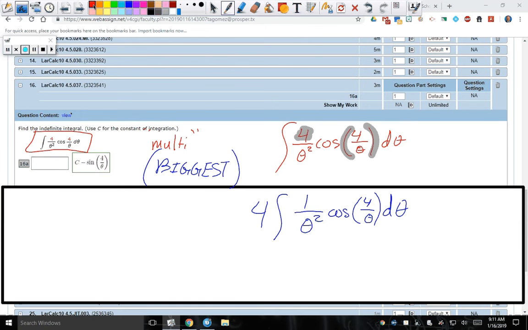Here we go. U equals, and I'm looking for the biggest parenthetic piece that I can find. What is it? 4 over theta. 4 over theta is the biggest parenthetic piece that I can find as of right now. We good? Now, why wouldn't we include the cosine? This is a good question. Why would you not include the cosine?